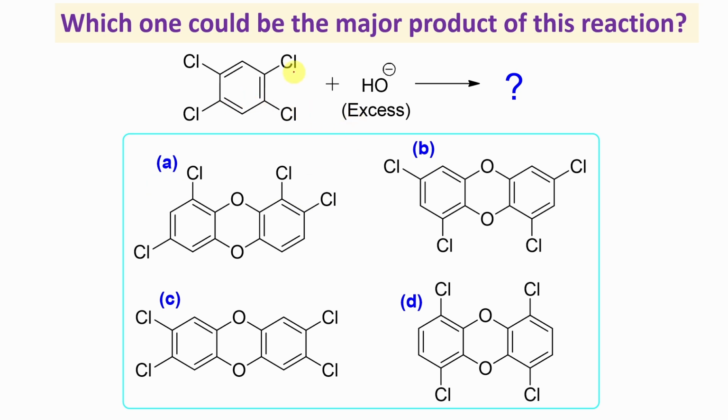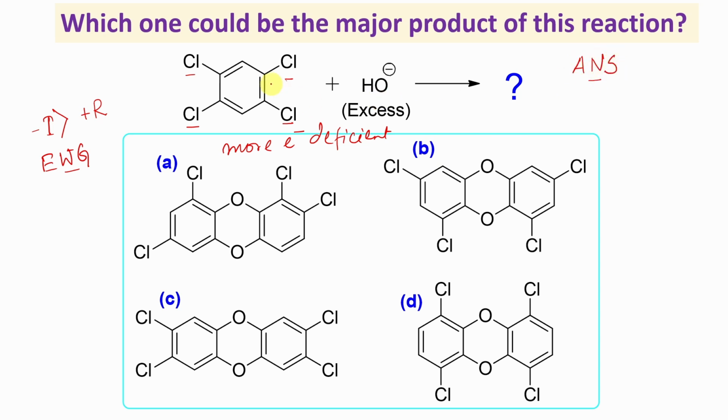Read the question. Look at the molecule a little carefully. Tetrachloro. We know that in the case of halogens, the -I withdrawing effect is more dominant than the +R effect. Halogens are overall electron withdrawing groups. Because of the presence of these four halogen atoms, this benzene ring is more electron deficient compared to unsubstituted benzene. And electron deficiency is the criterion for aromatic nucleophilic substitution.